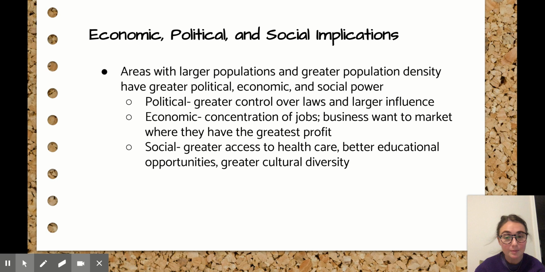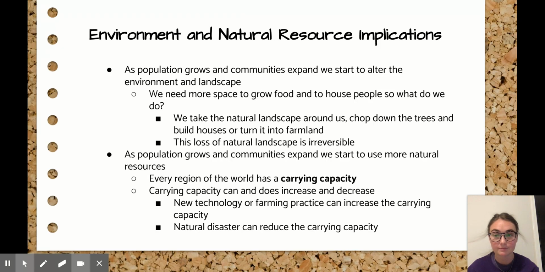And then social implications, there's greater access to healthcare, better educational opportunities, and more cultural diversity in places with a larger population. The environment and natural resource implications. So as population grows and communities expand, we start to alter the environment and landscape. And we actually did a project on that. You guys did that like the first week of school, just how humans have different ways that they've altered Earth's environment just because we have stuff we like to do.